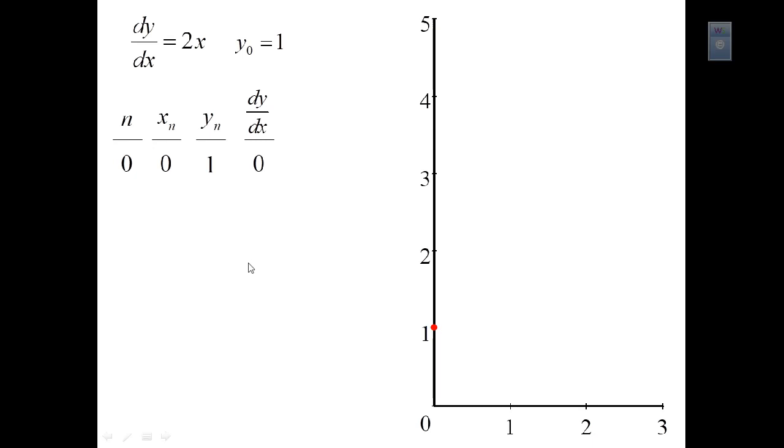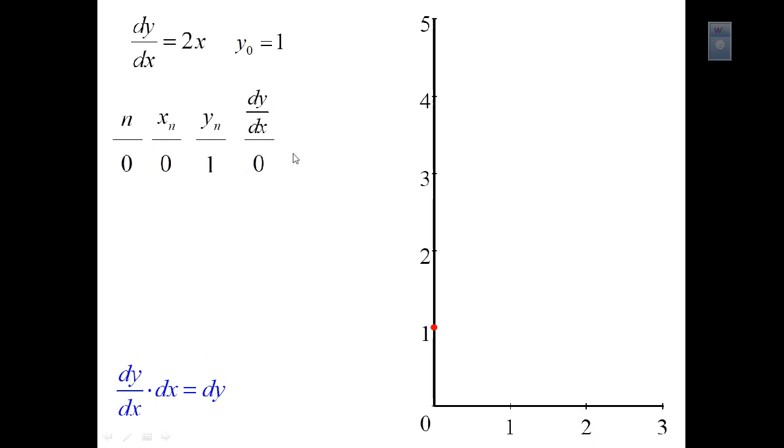Now, here's where you have to actually think a little bit. Remember what dy/dx is. It's the slope. And if we take the slope and multiply that slope by some change in x, it's going to give us the change in y over that amount of x. So dy/dx times dx gives us dy.